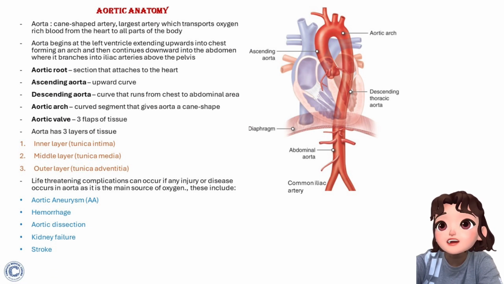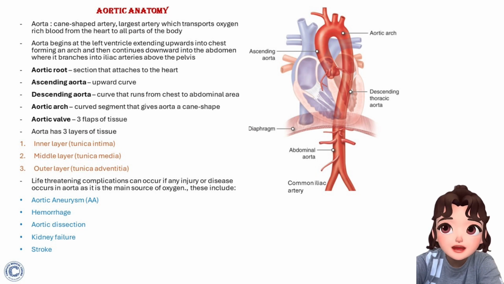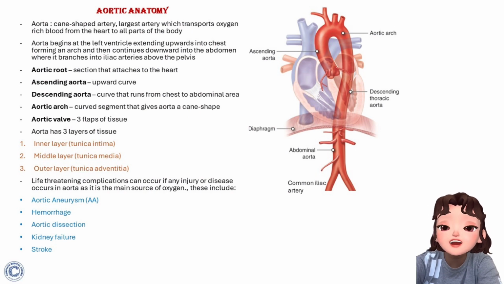Okay. What is aortic root? Aortic root is a section that attaches to the heart, the starting point of aorta. Ascending aorta is that upward curve that was mentioned. The upward curve is called the ascending aorta, whereas the downward curve is called the descending aorta, the curve that runs from chest to abdominal area. What is aortic arch? That curved segment that gives aorta a cane shape. That is the aortic arch.